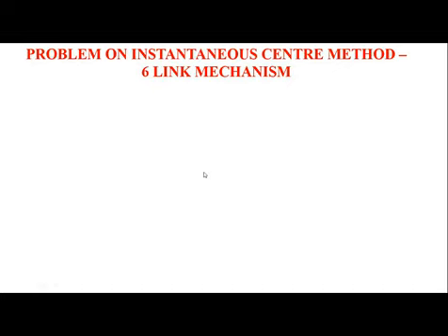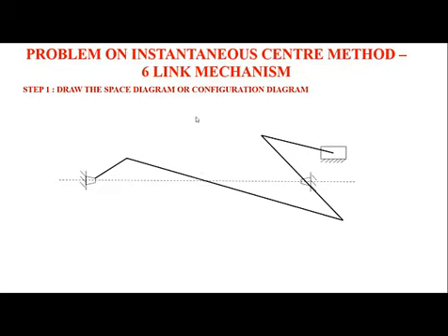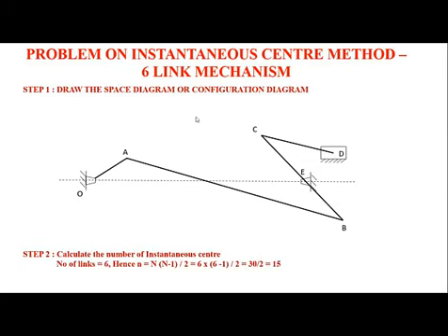Now the procedure to construct the instantaneous center drawing. First we have to draw the space diagram. We have to draw the exact dimensional drawing as given in the question. Let us name the points of the links O, A, B, E, C and D. Now we have to calculate the number of instantaneous centers. Here we have 6 links, so the number of instantaneous centers will be equal to 15.